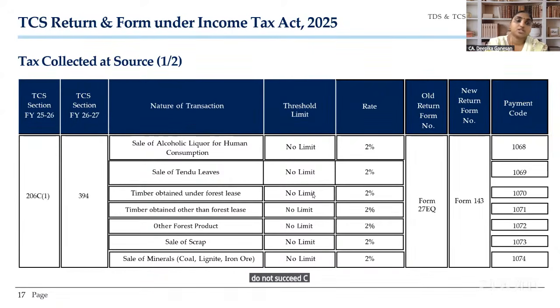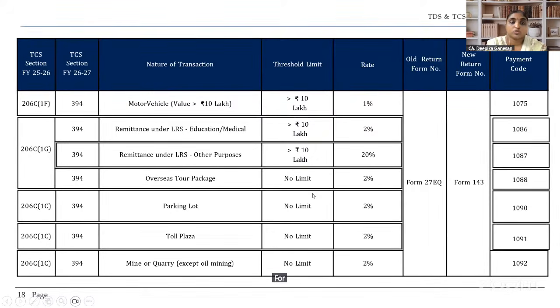206C1F is replaced with section 394 for motor vehicle when the value is exceeding 10 lakhs. The rate is 1% and 143 is the new form. Payment code is 1075. Now LRS, so remittance for education or medical, when it is exceeding 10 lakhs, it is 2%. TDS form is 143 only. Payment code is different, that is 1086. All this 206C1G is replaced with 394. LRS, any other purposes above 10 lakhs, 20% is the TDS rate and 1087 is the payment code.